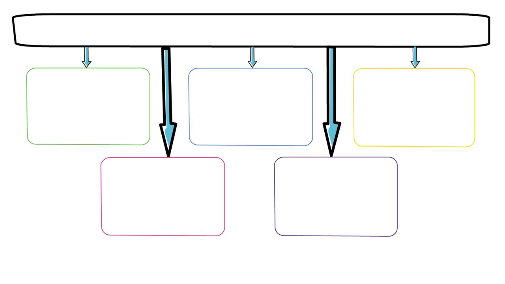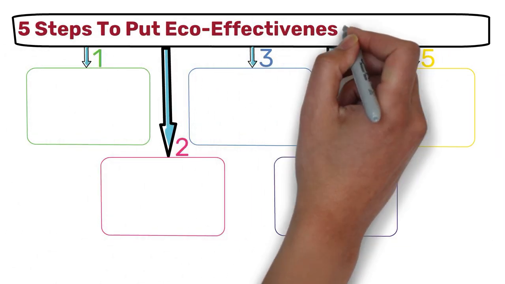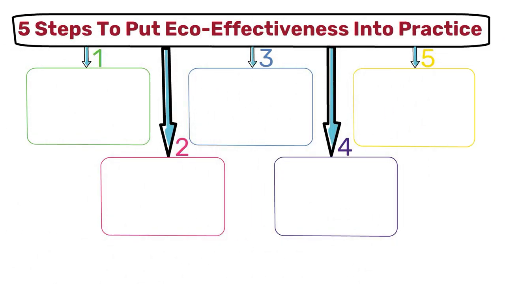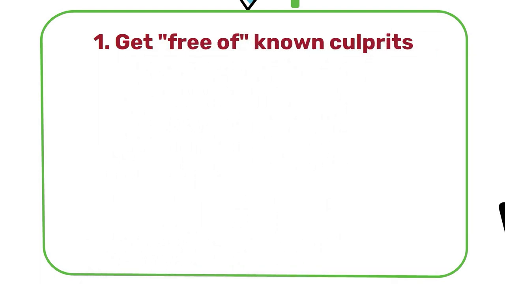Transformation to an eco-effective vision does not happen at once, and it requires plenty of trial and error, time, effort, money, and creativity extended in many directions. In this final chapter of the Cradle to Cradle book, we will be looking at 5 steps to put eco-effectiveness into practice. Step 1. Get free of known culprits.